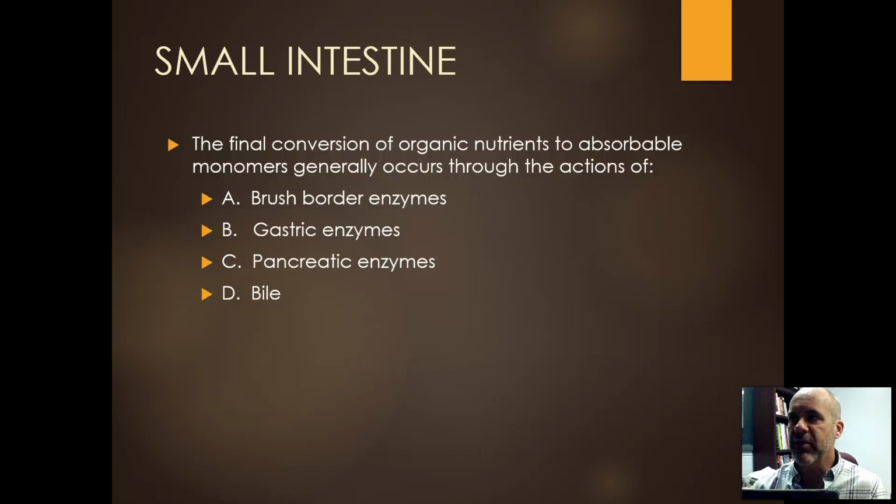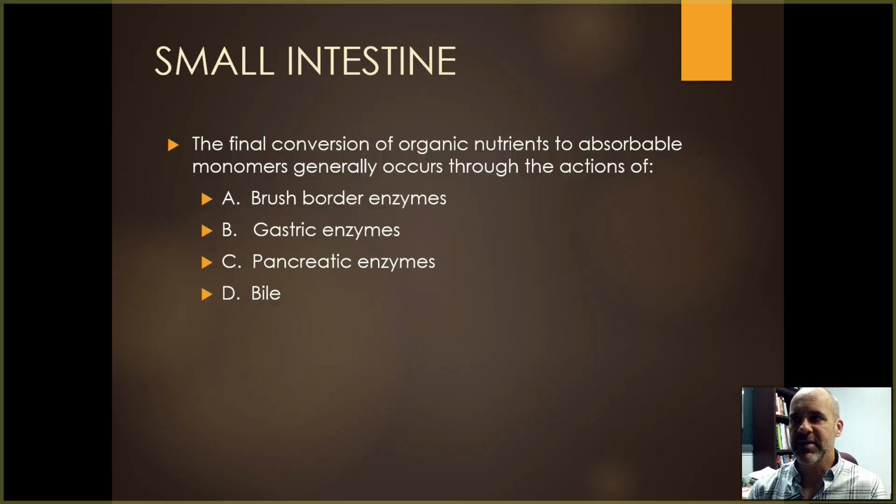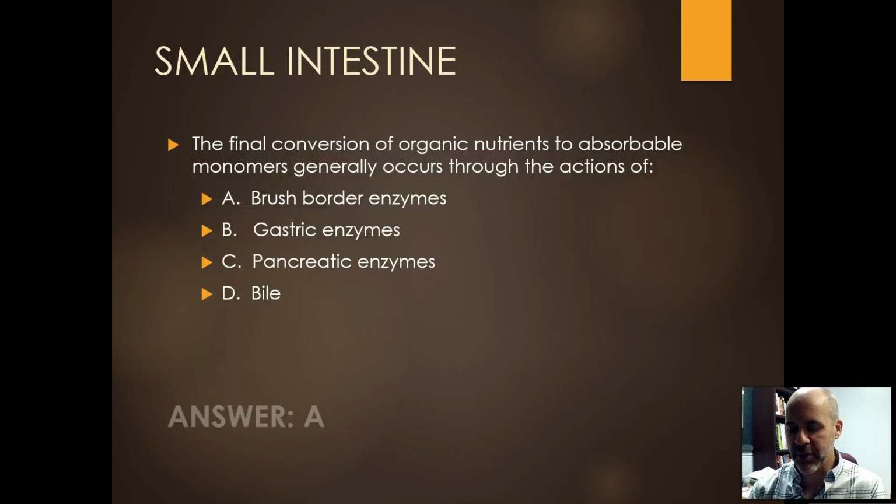All right, the final conversion of organic nutrients to absorbable monomers generally occurs through the actions of what? I just kind of gave that one away. Hopefully you're thinking brush border enzymes. And again, go back and look at your diagrams in the digestive system chapter and make sure you understand what is meant by a brush border enzyme.